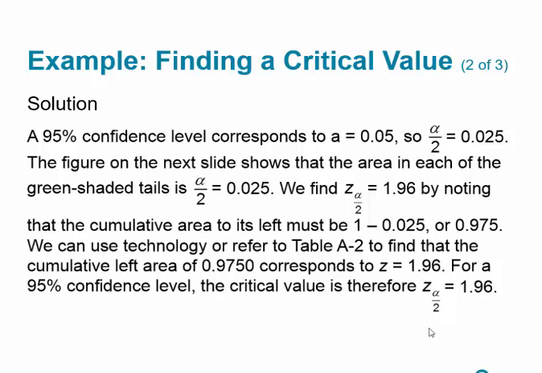Now we can use technology to find that the value that corresponds to the area of 0.975 to the left is a z-score, or z value, of 1.96.